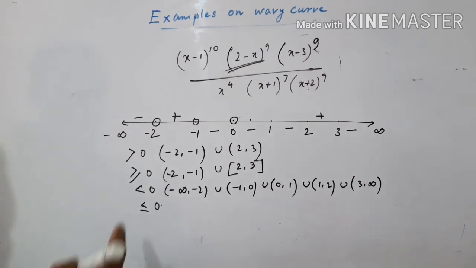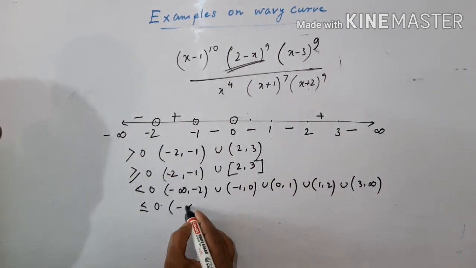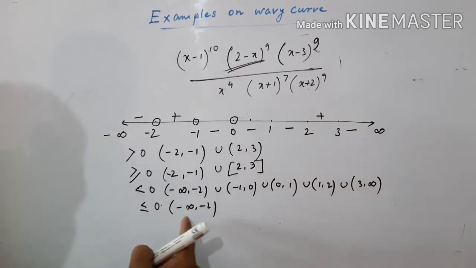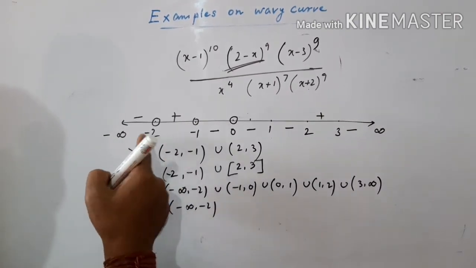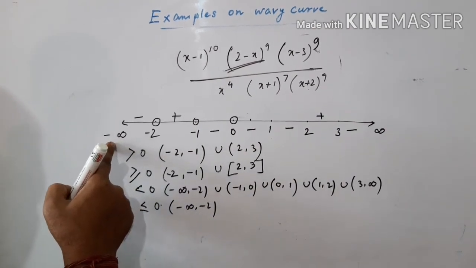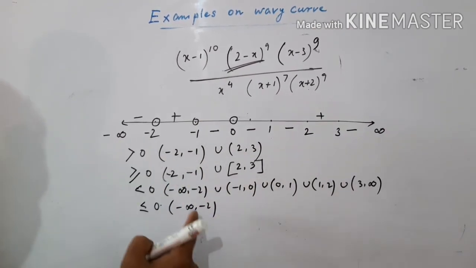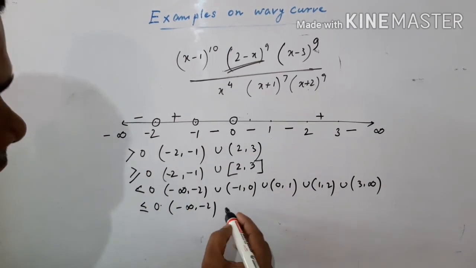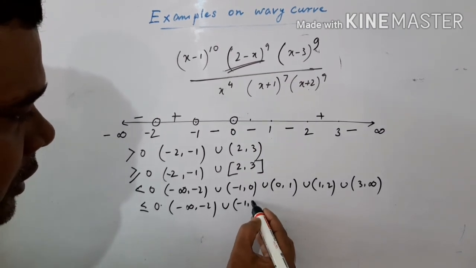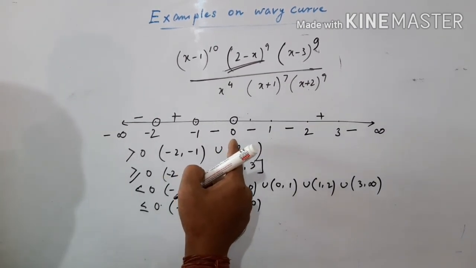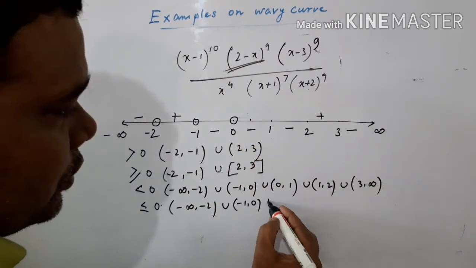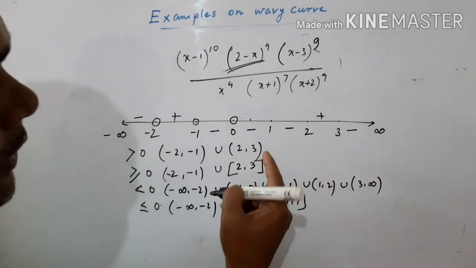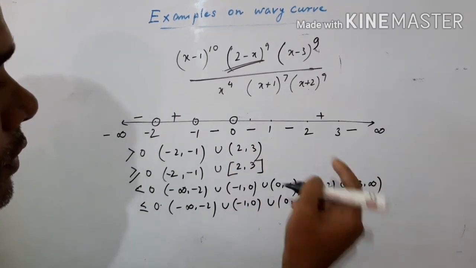Now if you consider less than or equal to 0, minus infinity to minus 2. We cannot include any value, they are poles. Minus infinity cannot be equal, and minus 2 is the pole. Minus infinity to minus 2. Then minus 1 to 0. No values can be included. Both are poles. Then 0 to 1. 0 cannot be included, but 1 can be included. Then 1 to 2. Clear?